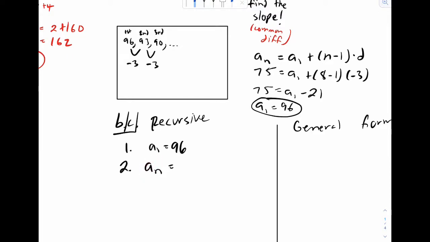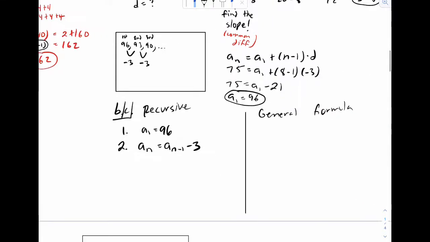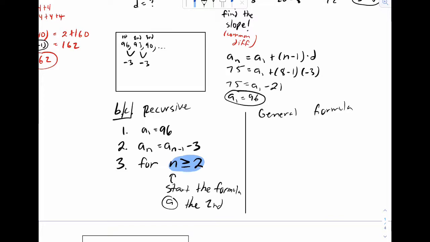For the second piece, I want to say the next term is going to be my previous term, except subtract 3. Now the third and final piece is to write for n is greater than or equal to 2. This part is particularly important because that tells you to start the formula from part 2 at the second term. So when you're writing these, you want to make sure you have these 3 pieces. First term, formula, when does the formula begin?